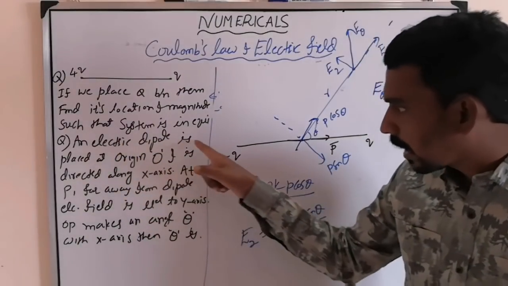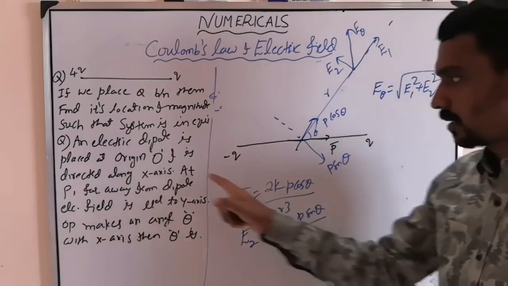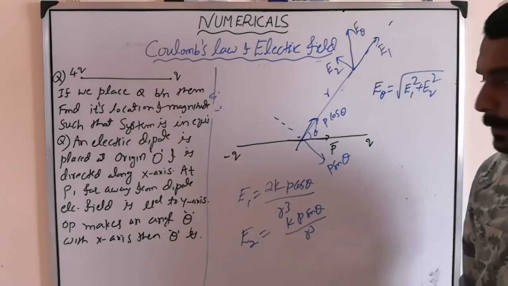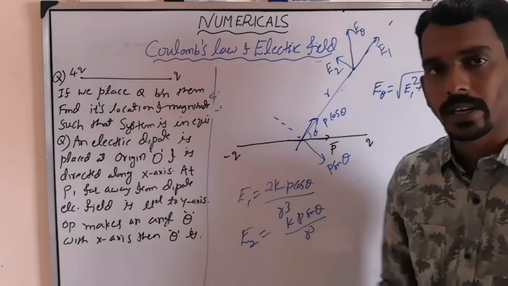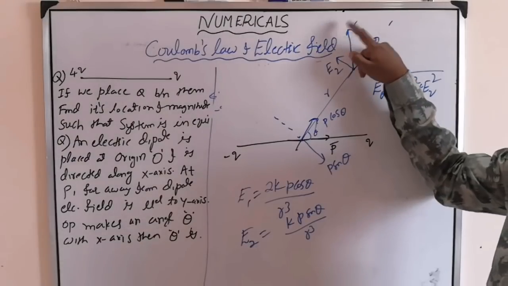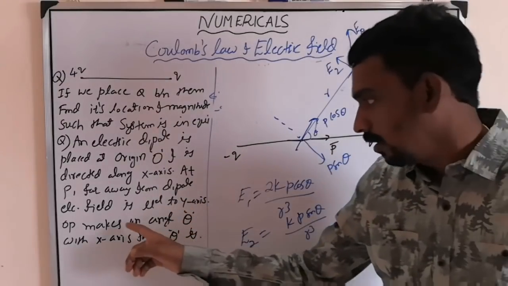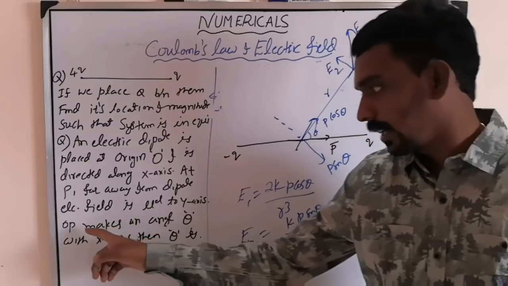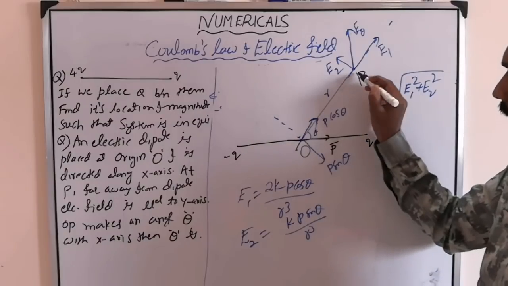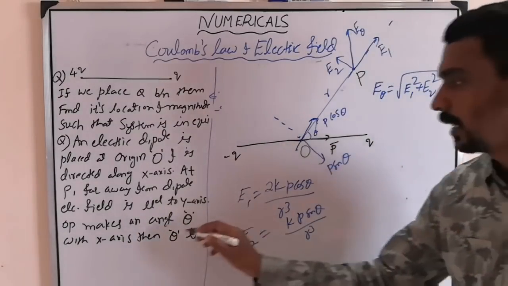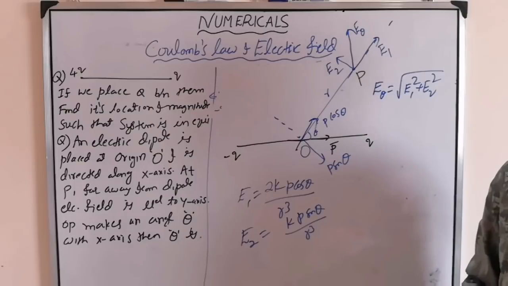What they are asking: an electric dipole is placed at origin O and is directed along x-axis. At some random point P, far away from the dipole, the electric field is parallel to y-axis. So here the resultant field is along y direction. The field is parallel to y-axis, and this is O, this is P. Here the dipole is there, here the point is there. OP makes an angle theta with the x-axis. Then theta is what they are asking. How to find that theta?